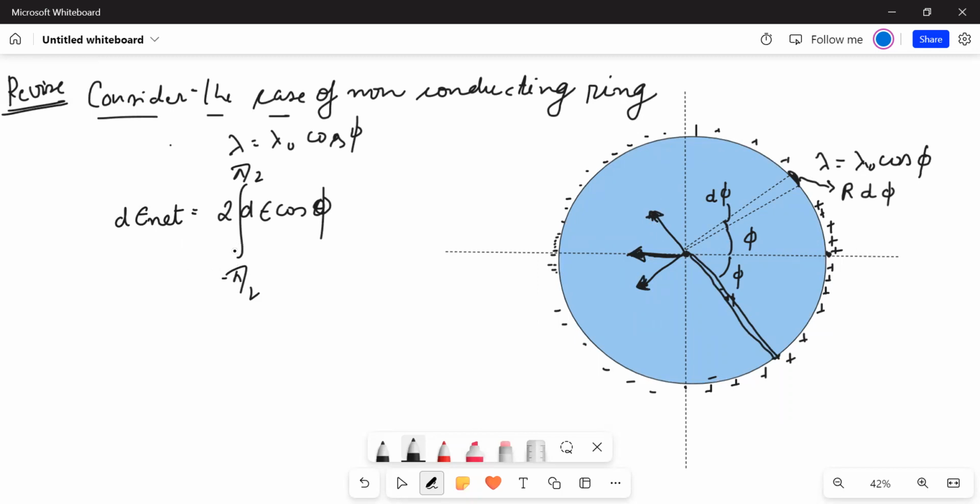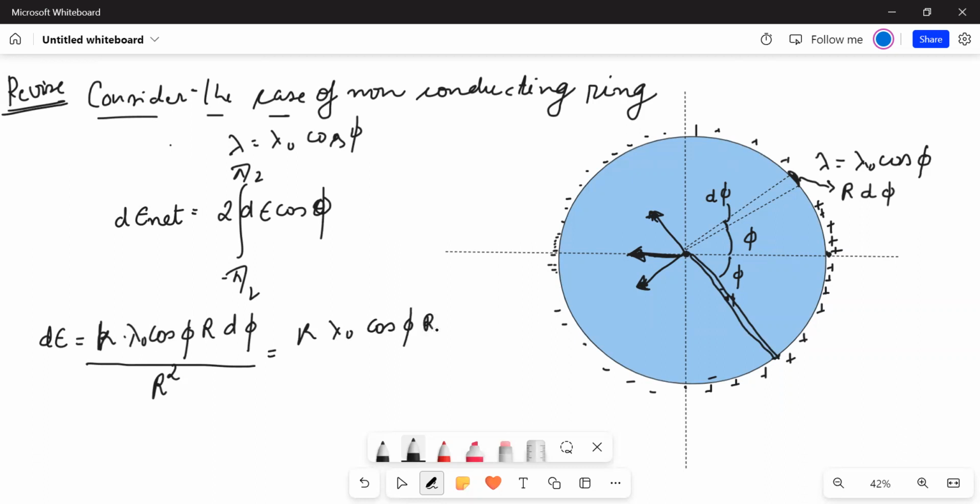So dE net will be 2 times the integral from minus pi by 2 to plus pi by 2 of dE cos phi. And I know what dE would be. So I'll write dE first. dE will be K dQ upon distance squared. What is dQ? I think it is lambda naught cos phi r d phi. So K dQ upon r square, or in other words, K lambda naught cos phi, and division by r.